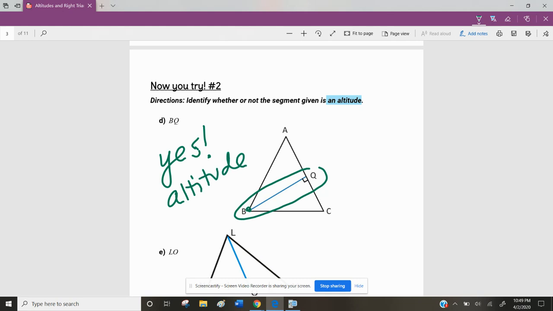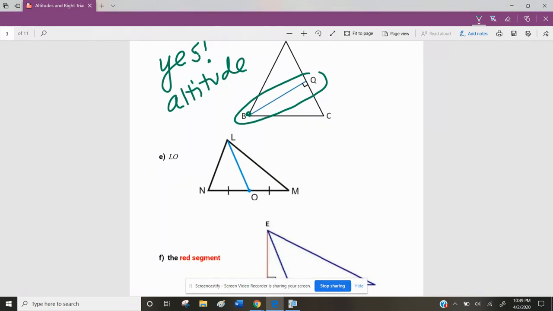Let's look at the next question. LO, segment LO. Well, I don't see 90-degree angles, which means it's not perpendicular. It doesn't look like a 90-degree angle there, so not an altitude. Not an altitude.